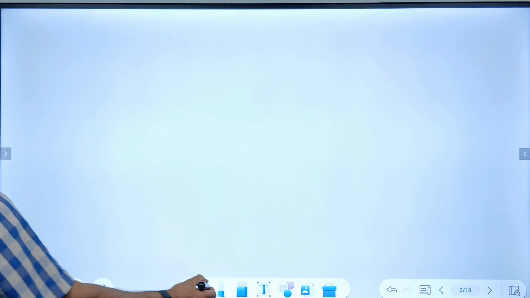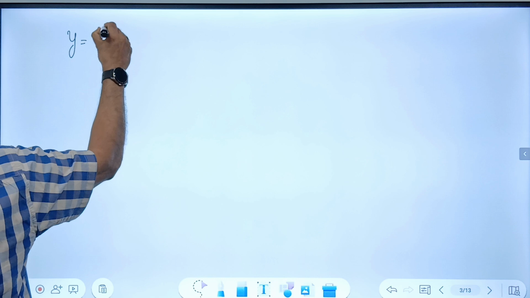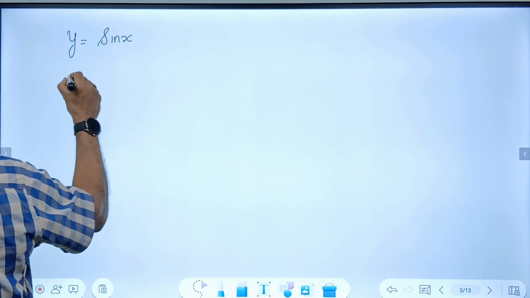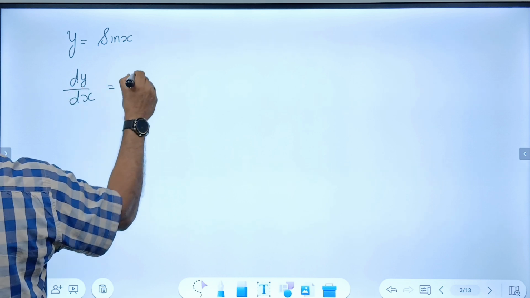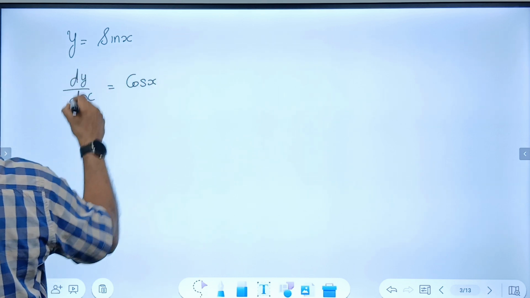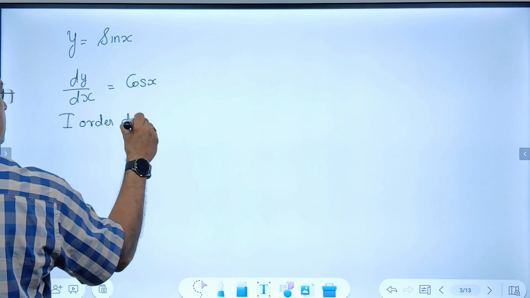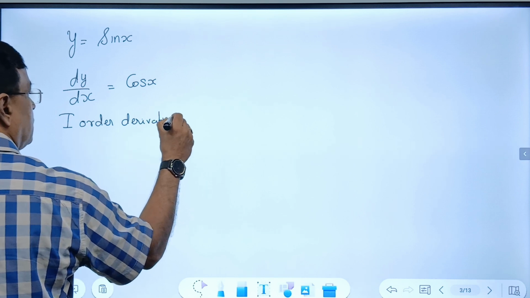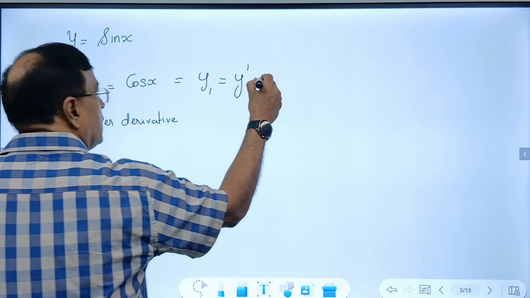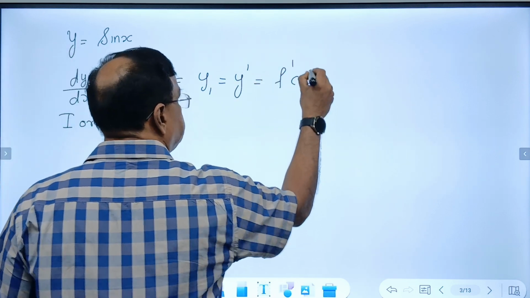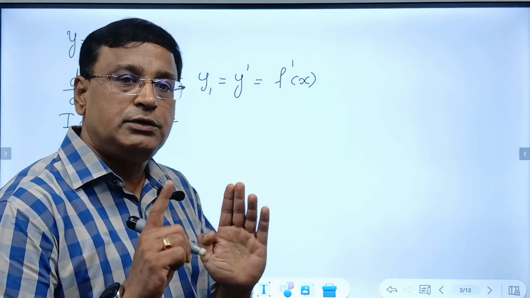For example, if you have y equal to sin x, when I differentiate this for the first time, dy by dx, you get cos x. So this is called first order derivative. It is also denoted as y1. You can also write it as y dash. You can also write it as f dash of x. This comes under first order derivative, where I differentiate for the first time.